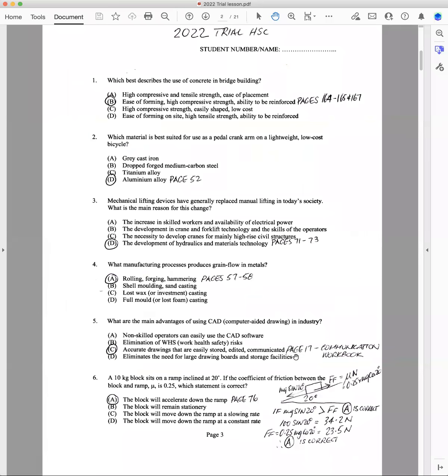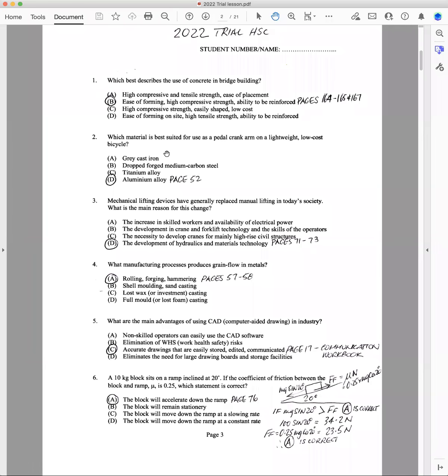Let's start with the multiple choice. Question one, which best describes the use of concrete in bridge building? Now, you know, concrete has got a high compressive strength, and it hasn't got a high tensile strength. It's not a low cost, so B is the correct solution there. Correct response. And you can see this on these pages in the red book. When I haven't referenced either book here, it's the red book.